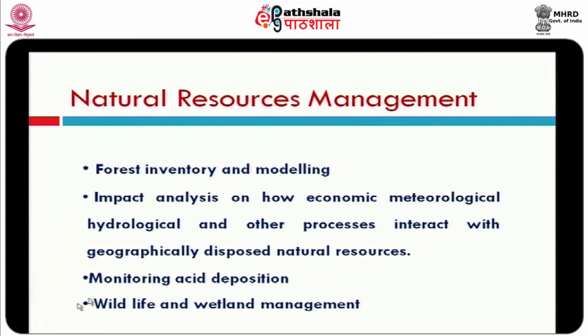Of course, when you talk about natural resources management, there are various applications. You can also just go through this part. Of course, this again is forest inventory modeling, impact analysis of how economical meteorological data and hydrological data will be in studies. Monitoring acid deposition, I was telling you about deposition of acid because of pollution, wildlife and wetland management.